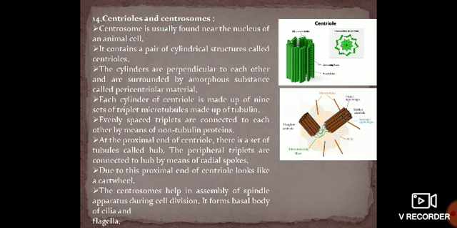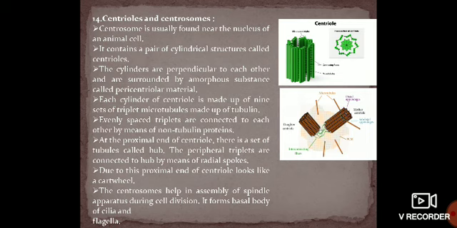Then we have the last topic related to this chapter, that is centriole and centrosomes. We have a good diagram to view. Centrosome is usually found near the nucleus of an animal cell. What is this centrosome actually? These are nothing but a pair of cylindrical structures called centrioles. We have been seeing in the diagrams drawn for mitosis and meiosis something which is star shaped. This is just for your explanation. So, these centrioles are perpendicular to each other and are surrounded by an amorphous substance called pericentriolar material.